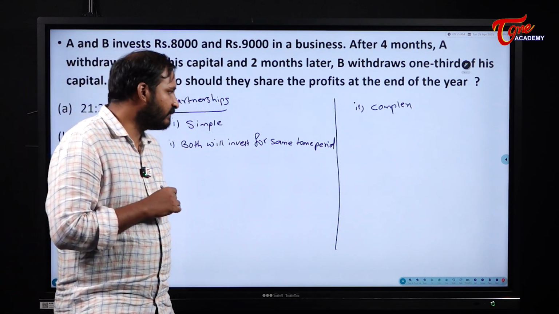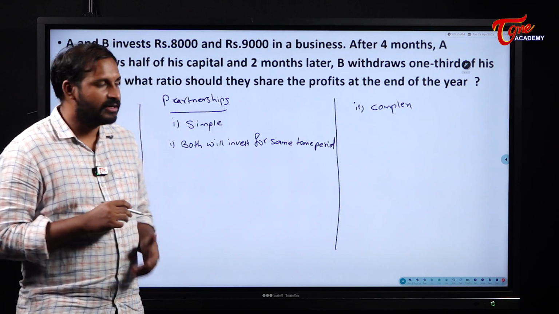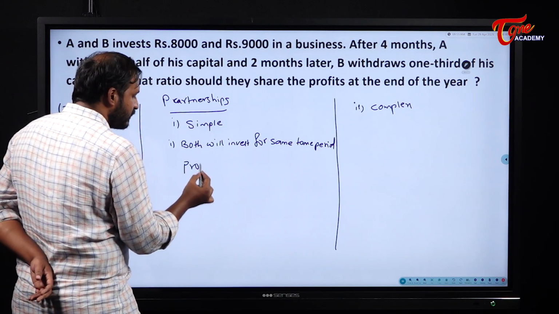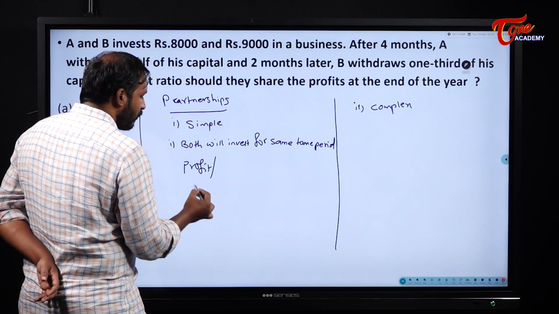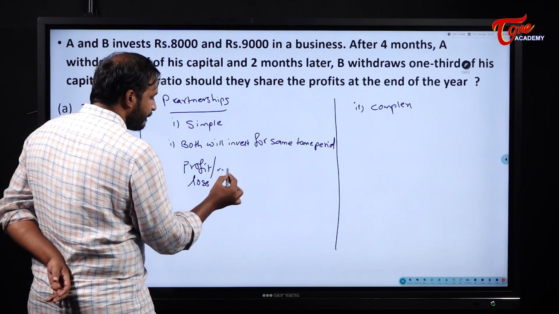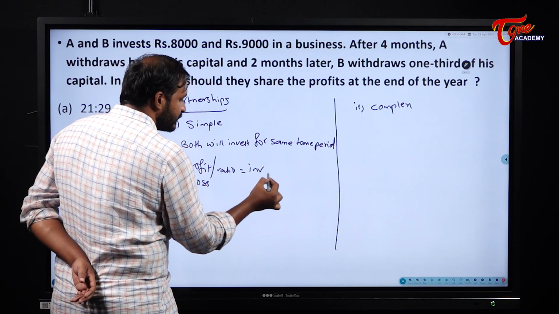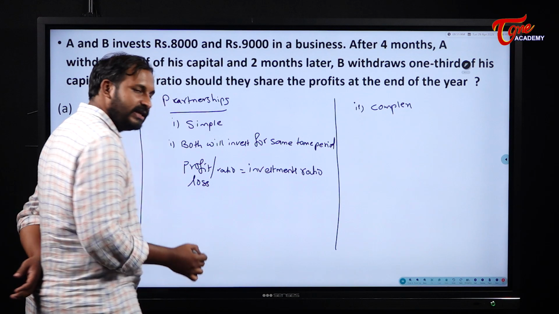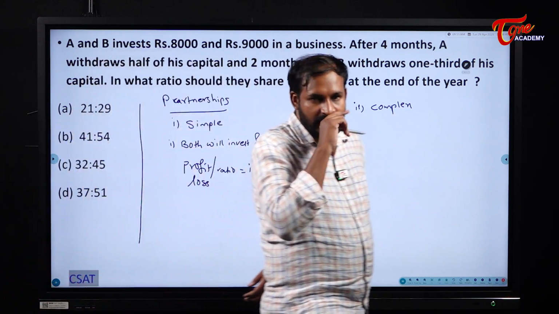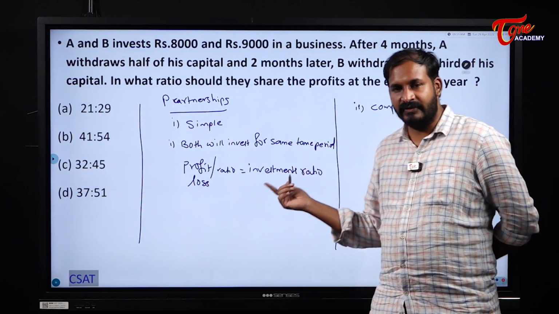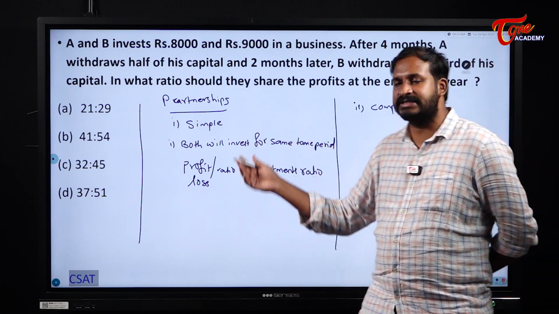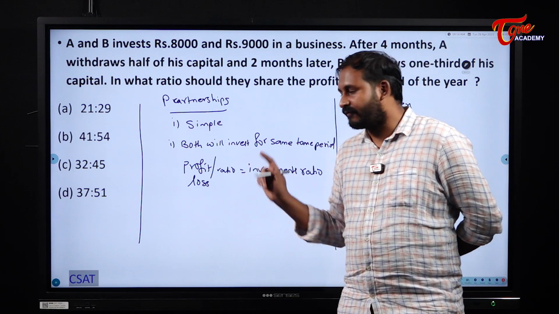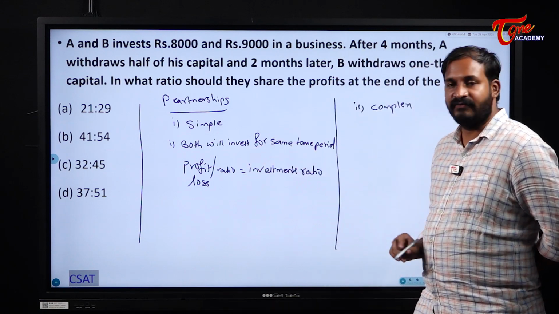Now see here students, when both are investing for the same time period, how will they share their profit or loss? The profit or loss ratio will be equal to the investments ratio. Whatever amount they have invested, we will find the ratio between them, and directly in the same ratio they will divide their profit or loss, where both invest for the same time period.